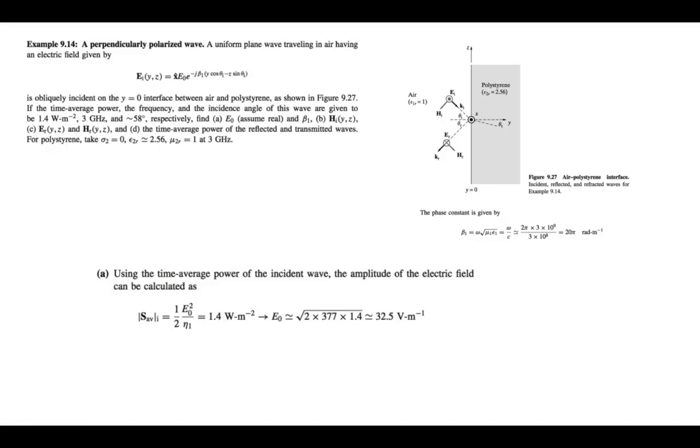eta 1 and average power, we get that the electric field can be obtained by the square root of 2 times 377 times 1.4. So when we solve for that, we get 32.5 volts per meter. So 1.4 is our power, the 377 is the impedance of free space or air, and then 2 comes from right here. So that gives us E sub 0.